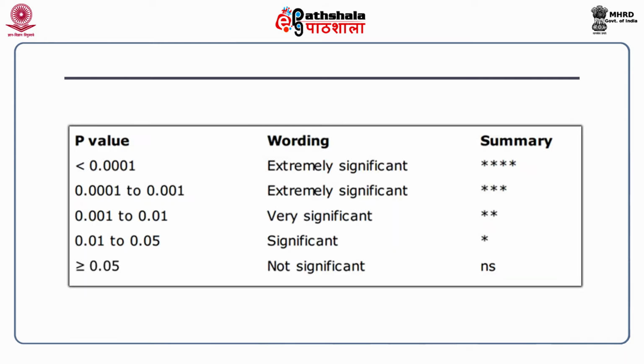And certain notations can also be used. It depends upon the p-value, right? If the p-value is very low, like less than 0.0001, extremely significant can be used, and you can use a notation of four stars to say how significant that particular p-value is. So it depends upon the p-value which you got, right? If your p-value is very low, you can always say it is highly significant.